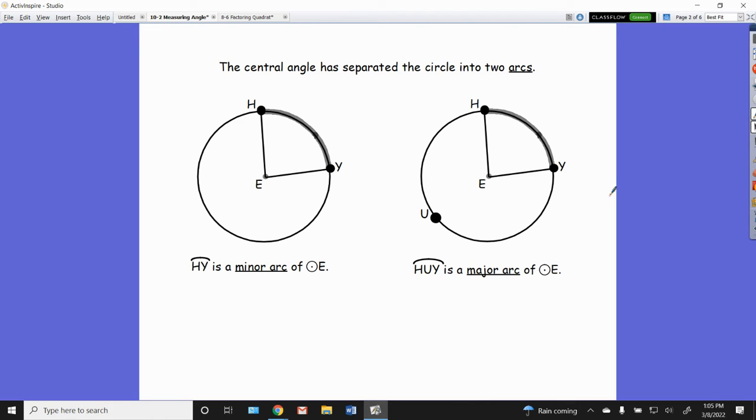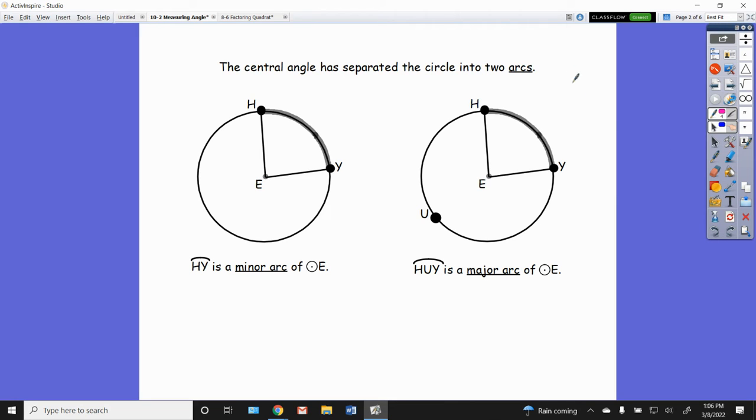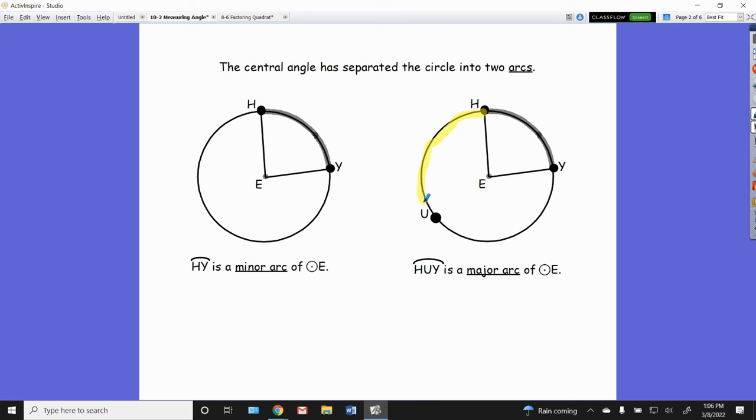If it was a semicircle, why would the direction matter? Because it's telling you which part of the circle it's talking about, which direction you're going to shade. Like, if you have three letters, for instance, HUY goes from H through U and stops at Y. That is the major arc. Okay?